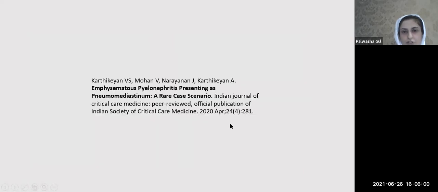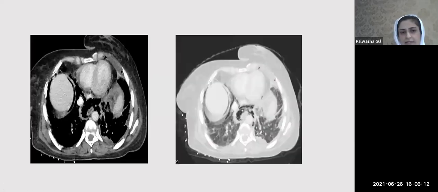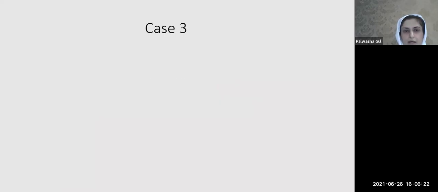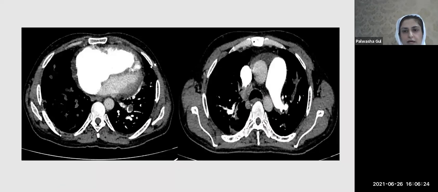So then I searched up, and there were a few case reports which were saying that emphysematous pyelonephritis can present as pneumomediastinum, as a pneumoperitoneum, etc. Okay, so this was a simple case, but with some atypical presentation due to extension of the free air to different areas. Okay, and case number 3 was again an interesting case.